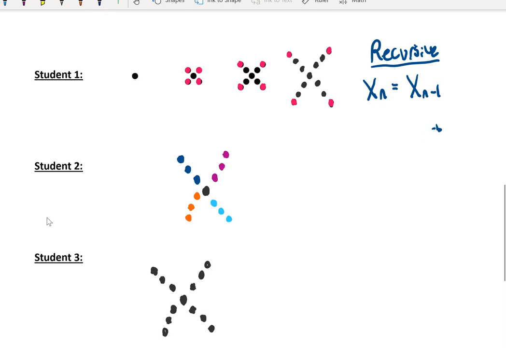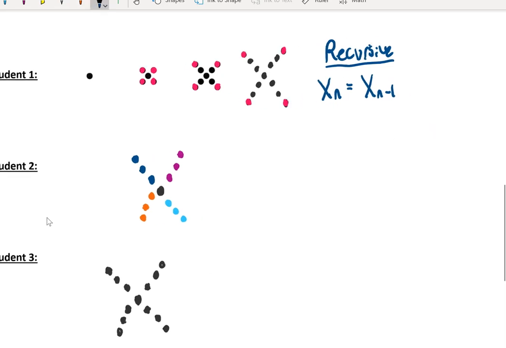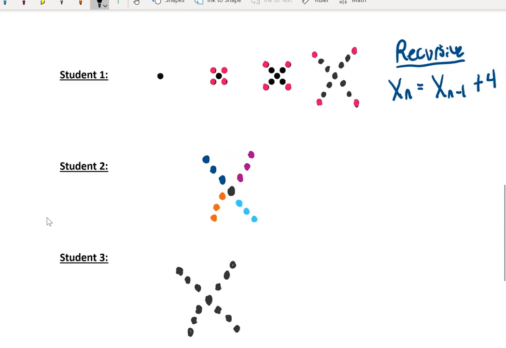And so how do we get to the next number in the list from the previous number each time? We added 4. And then we also need to indicate where we started. So at the beginning, at x sub 0, there was 1 dot. And so that's a recursive representation for what's going on. That's an algebraic way of representing this idea that we're adding 4 every time.